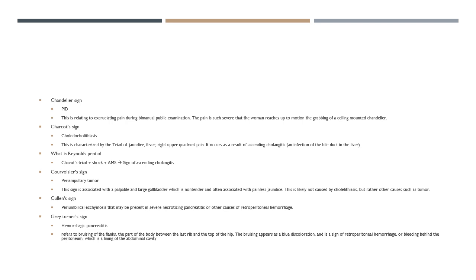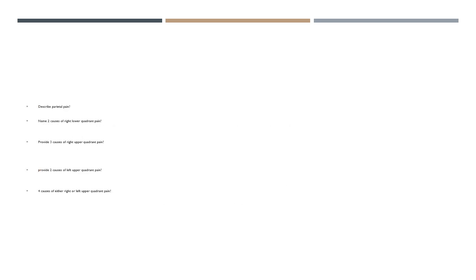So this is similar. Cullen and Grey Turner sign are similar. Now, Cullen sign is going to be periumbilical, but they represent the same thing. So this is a periumbilical ecchymosis, whereas Grey Turner sign is going to be ecchymosis of the flanks. So to turn over to see it, that's going to be Grey Turner sign. That's going to differentiate the two, because otherwise they're pretty much the same kind of symptom, if you will, or sign.